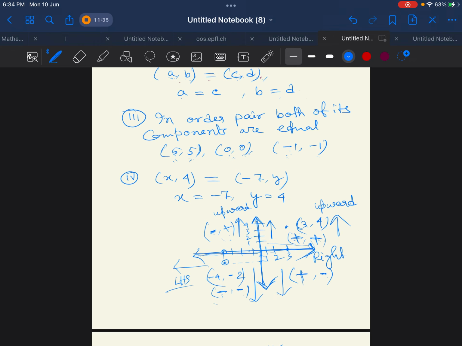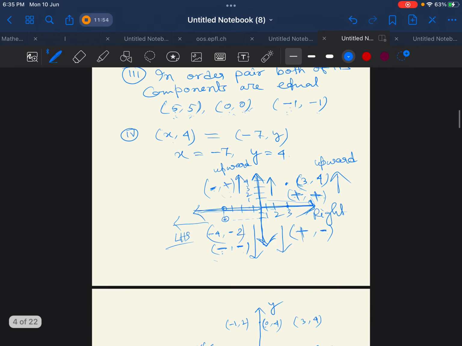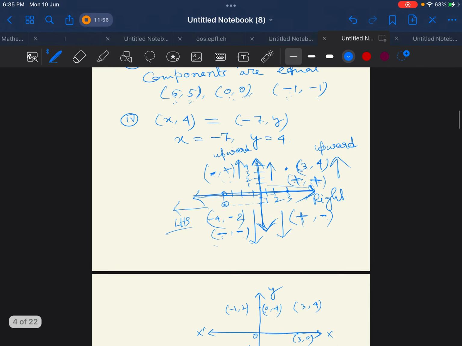Okay, let's take another example. Here we will see (x, 4) equals (-7, y). These two ordered pairs are equal, then their corresponding components are equal. So we get x is equal to -7, y is equal to 4.